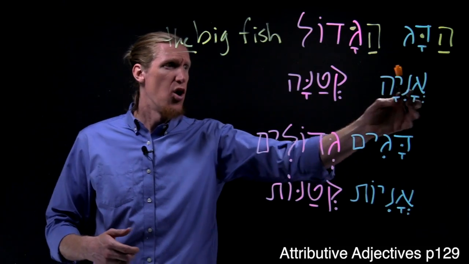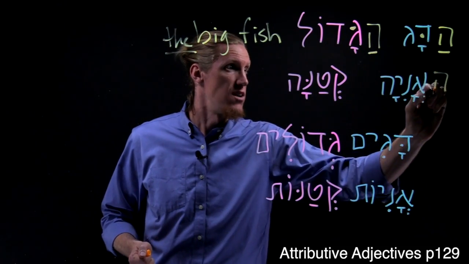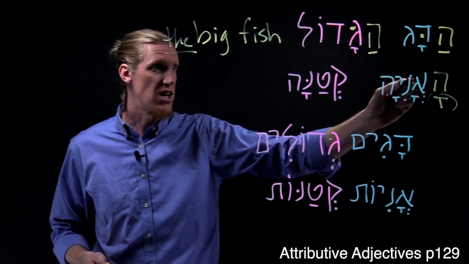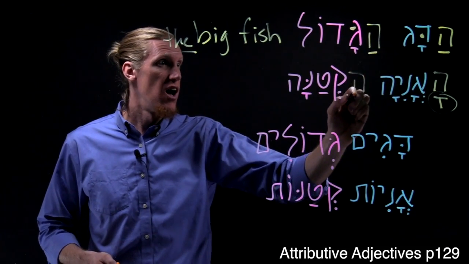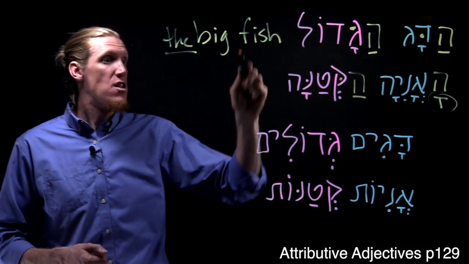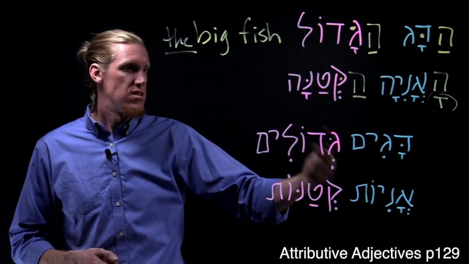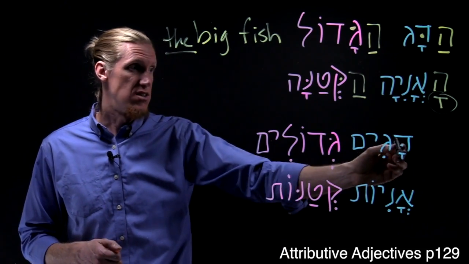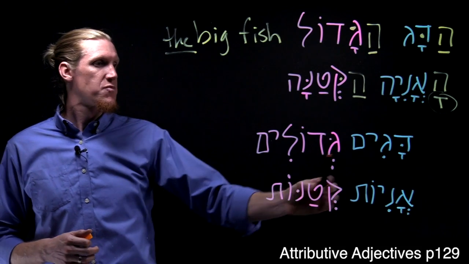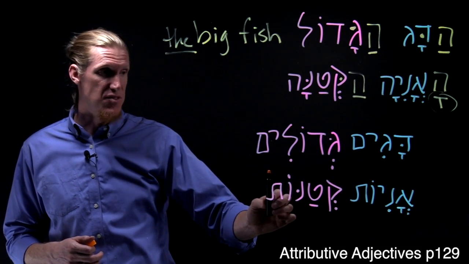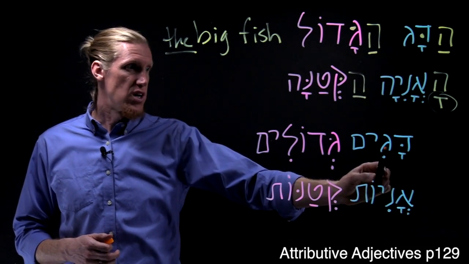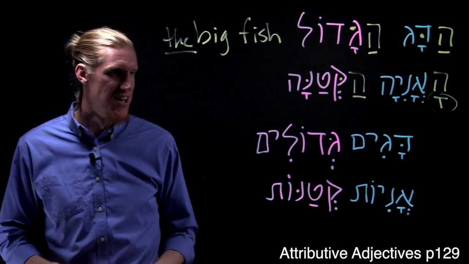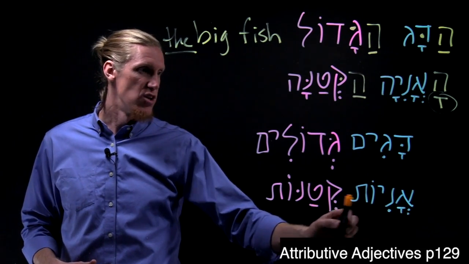The same is true here. Oniyah ketana, if it's definite: haoniyah, this is a kamatz because the dagesh is rejected by the aleph. Haoniyah haketana would be the little boat. Same here. It agrees in definiteness. So if the noun is indefinite, dagim, fish, then the adjective will also be indefinite, big ones. So here we would have big fish, and little boats.